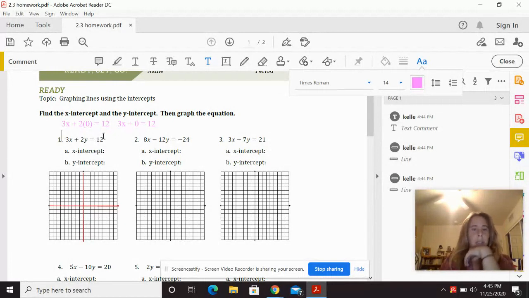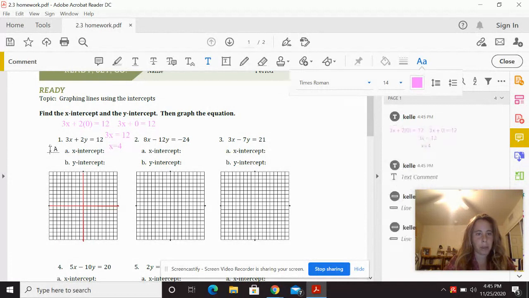So then that just leaves me with 3x is equal to 12, right? 3x plus 0 is just 3x. And then your last step to find x, you're going to divide by whatever is in front of the x, so you're dividing by 3. So divide both sides by 3. 3 divided by 3 is 1, which is just x. And 12 divided by 3 is 4. So x is 4. So your x-intercept would be 4, 0.